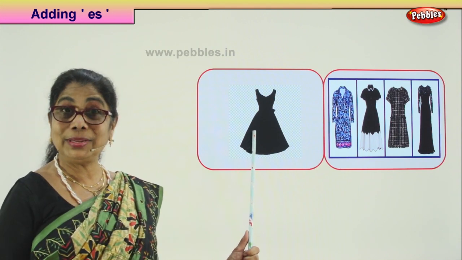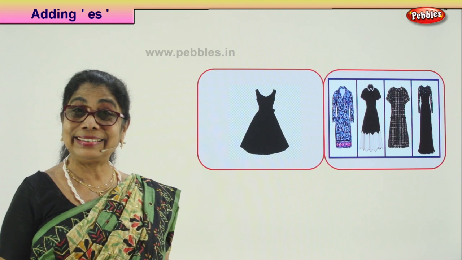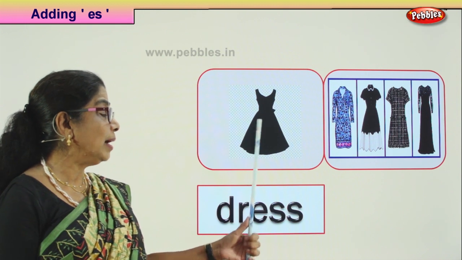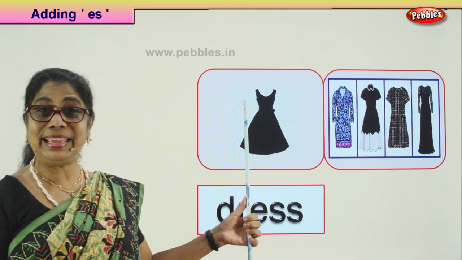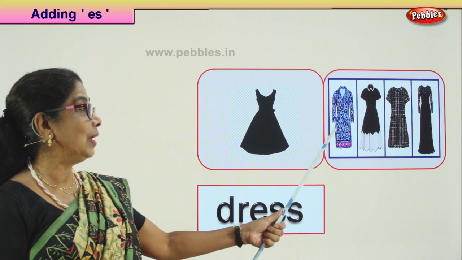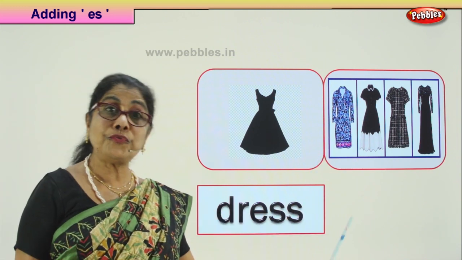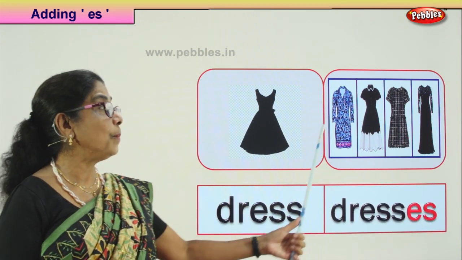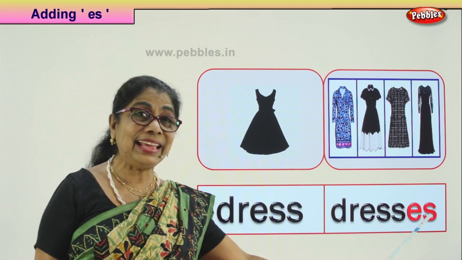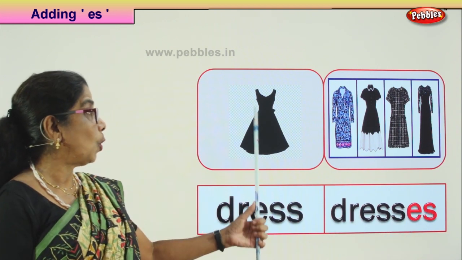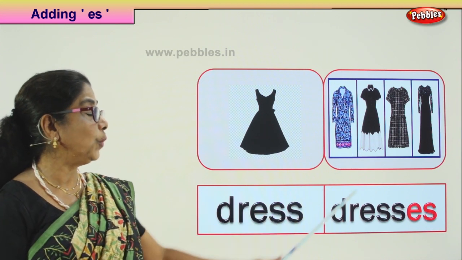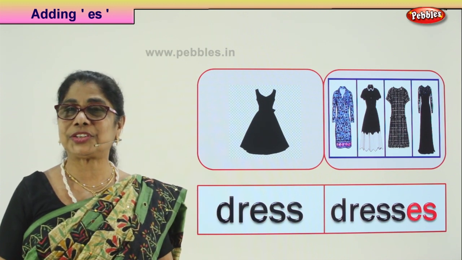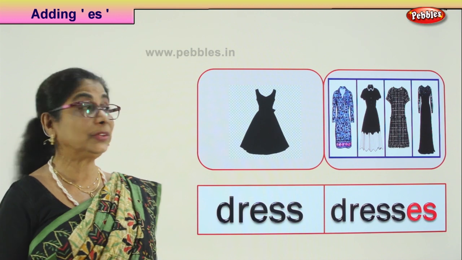What is this? Dress. Nice, lovely, beautiful dress. One dress. How many? One dress. One, two, three, four dresses. Singular noun dress. To form the plural, you add es to the singular noun. One dress, four dresses. Good. Let's look at another picture.